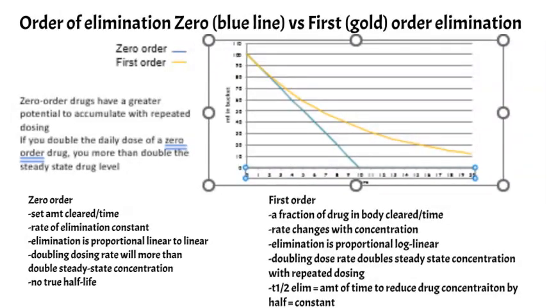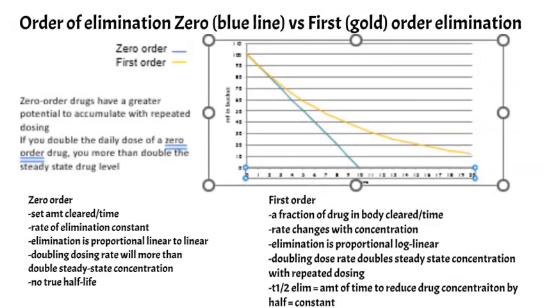Important points for zero order: drugs that undergo zero order kinetics tend to accumulate with repeated dosing. Doubling the dose for repeatedly dosed drugs will cause a disproportionate change in serum concentration, much more than double. In comparison, if we double the repetitive dose of a drug that undergoes first order elimination, the serum concentration will also be doubled.